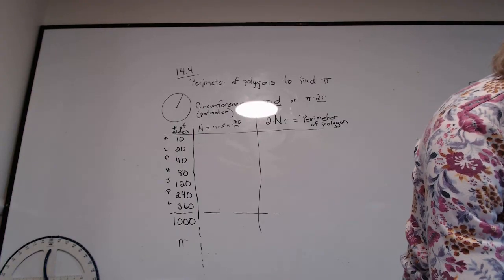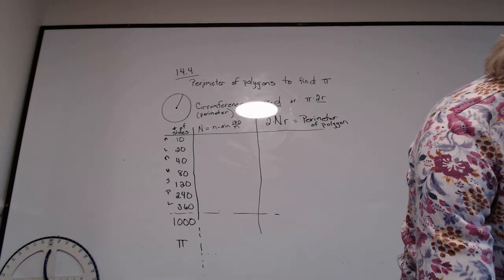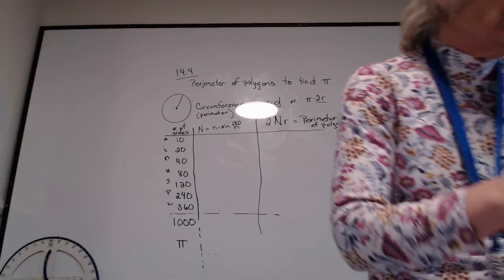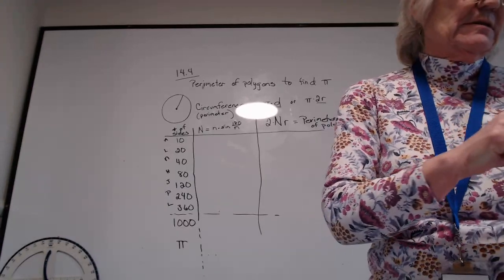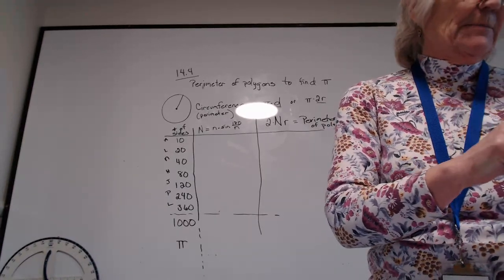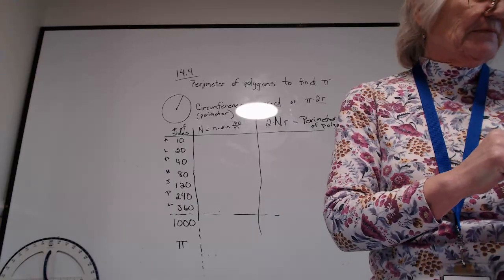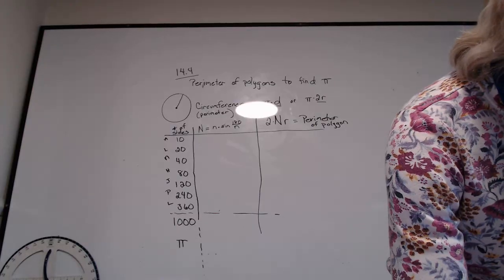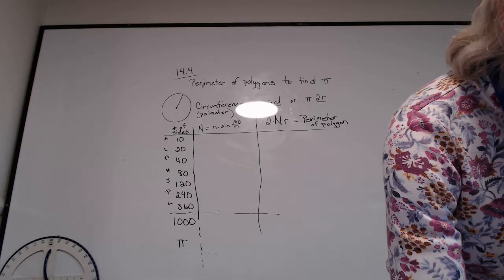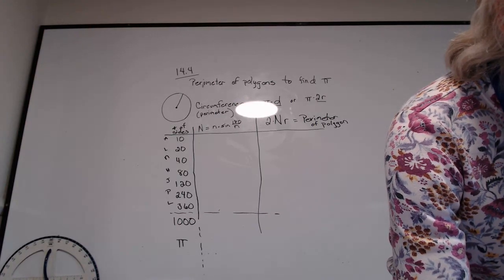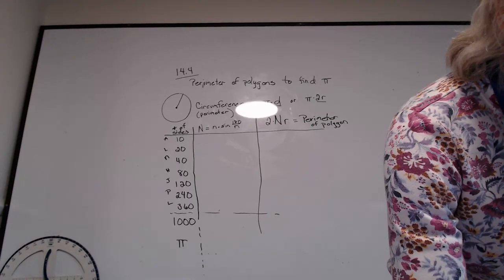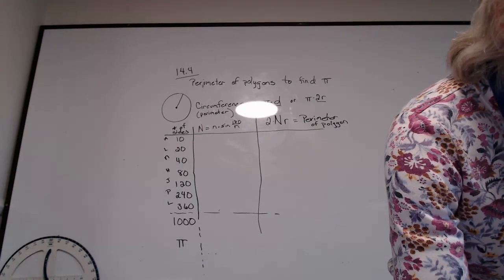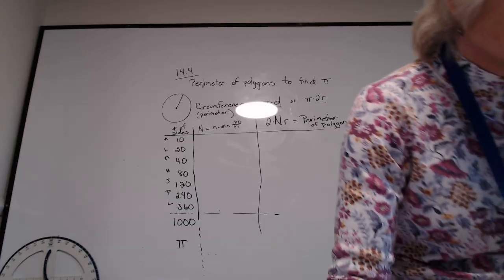Mine is 6.283105559 times R. Okay, we're just supposed to do it in terms of R, right? Yep. Okay, I got 6.28. Wait, how many sides do you have? I'm 1,000 off. I'm 100 basically.